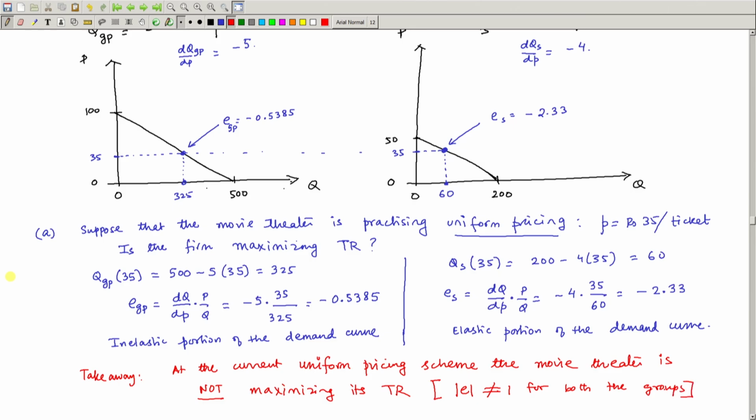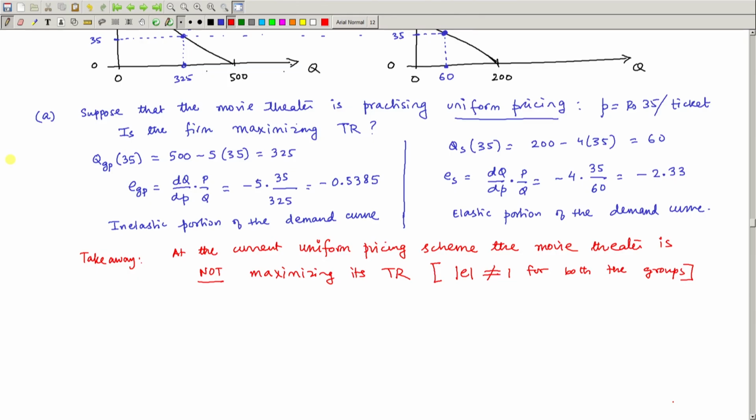Right. So, currently I am earning some revenue. Let us compute what revenue the firm is earning. The current total revenue: I am charging 35 rupees per ticket times the total number of tickets that I am selling. Well, note this, I am selling 325 tickets to the first group, general public, and I am selling 60 tickets to the second group. So, that is 35 times 385. If you do this arithmetic, it will turn out to be a value rupees 13,475. This is my current total revenue. So, the question is, can the movie theatre earn more than this total revenue? Okay. So, that is going to be our next question that we are going to answer.